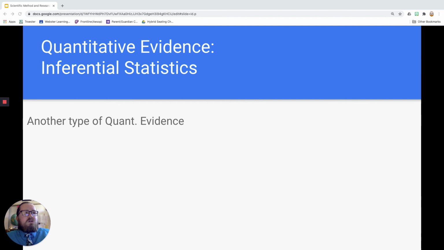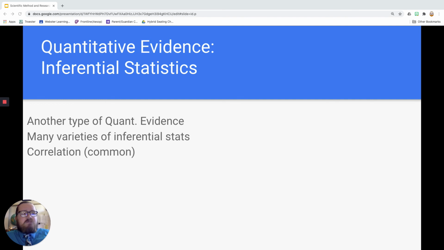Another type of quantitative evidence, and this is really the superior type for social science, is inferential statistics. And this is, of course, another type of quantitative evidence. And what inferential means in inferential statistics is that we are trying to infer. We are trying to draw or make general conclusions from our empirical data. So to infer is to draw conclusions. And that's what we're trying to do. We're trying to understand cause and effect. We're trying to understand relationships in the social world.